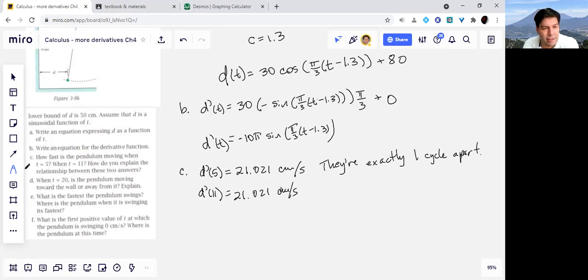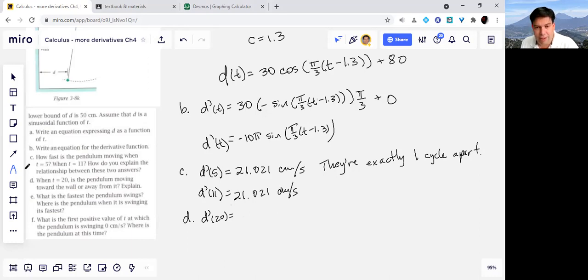Let's see, part D. At time 20, is the pendulum moving toward the wall or away from it? Explain. Okay, so first of all, in order to find that out, I need to find the derivative at time 20. So just substitute 20 for the derivative. Well, it's not too difficult. I'll just put it here in the calculator, 20.